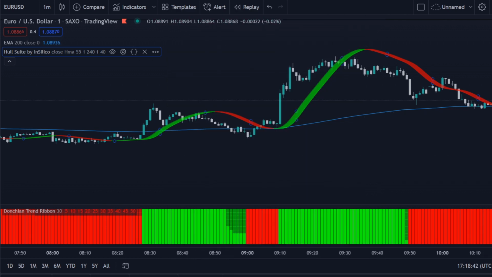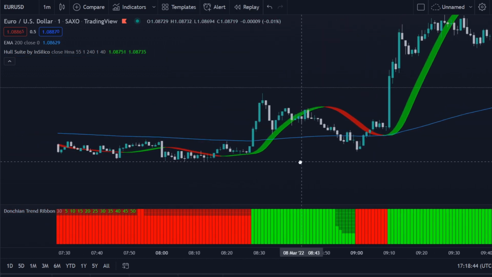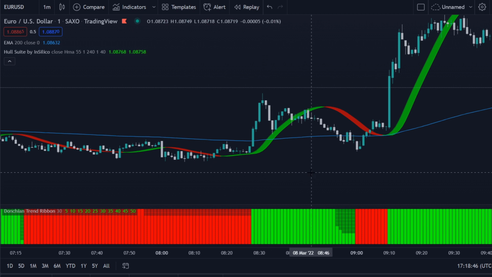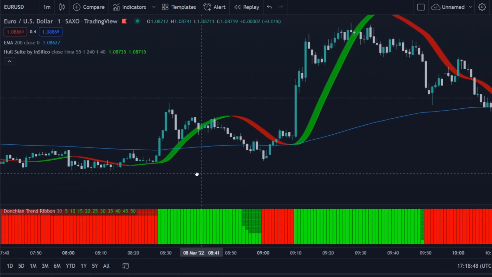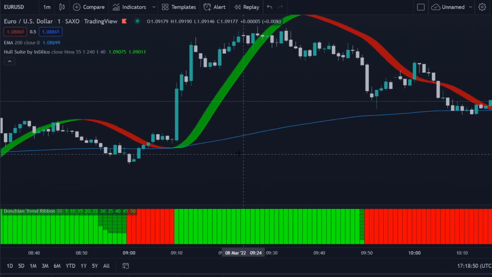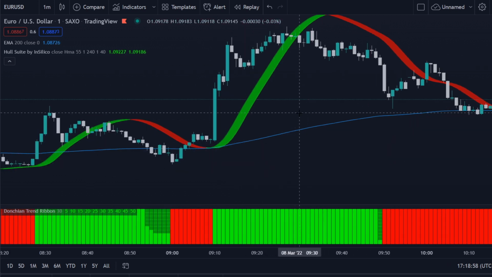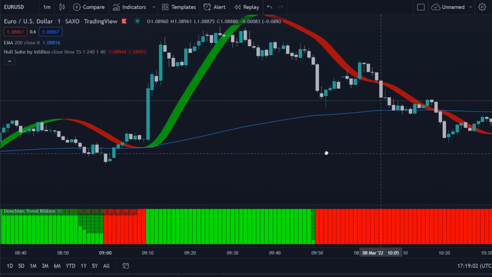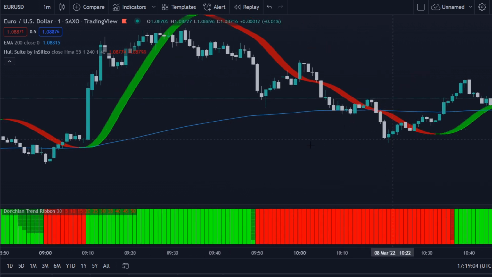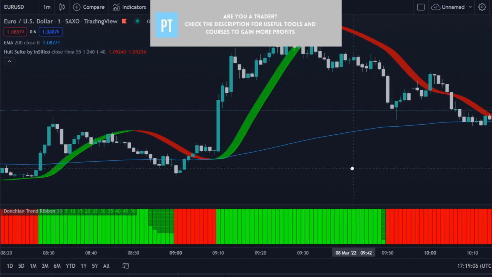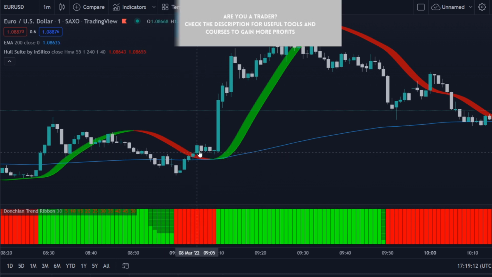So this is what you will see, and let me explain you the trading instructions. So over here we have a 200 exponential moving average, and if the price is above, we're only looking for buy opportunities. When the price is below the 200 exponential moving average, we're only looking for sell opportunities. That's our first condition.